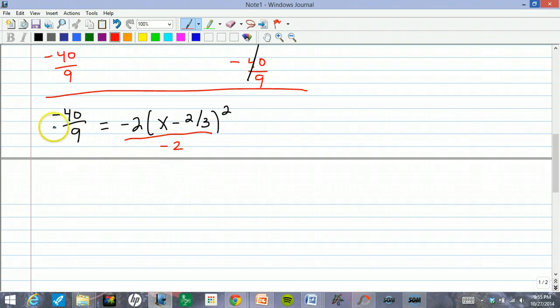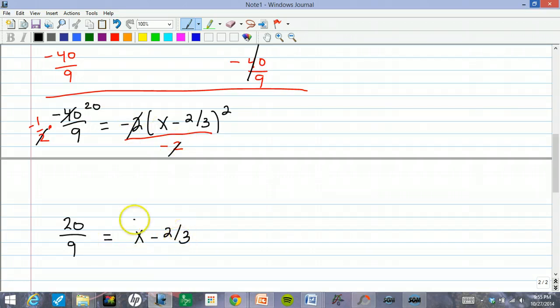Dividing by negative 2 is the same as multiplying by a negative 1/2. I think that's going to be simpler on the left here. Negative times a negative is positive. This 2 and that 40 simplify. So we're actually left with 20 ninths on the left equals, those undo each other, x minus 2/3 squared.